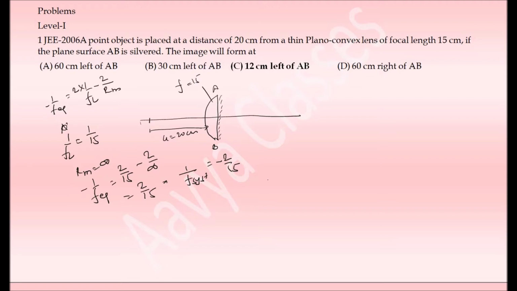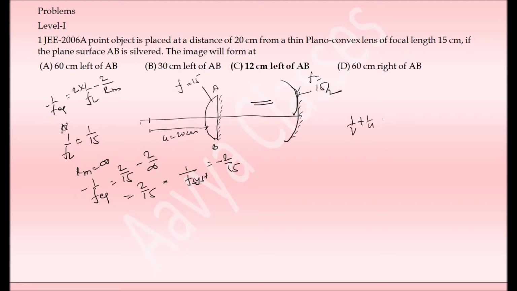Now, as the focal length comes with negative sign, the system will behave as a concave mirror. So we may replace this system by a concave mirror of focal length 15 by 2. The object distance is given equal to 20 centimeter. So you have to apply the mirror formula.